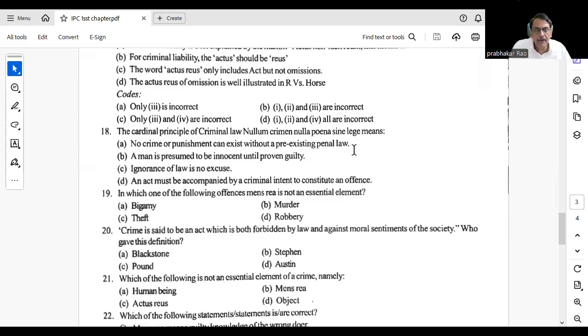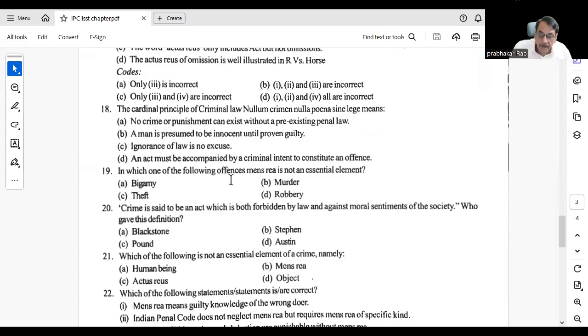As on date, if a penal law is not prescribing, means it is not prohibiting any particular act, then no punishment can be given to me. The earlier example I had given: earlier under section 377 unnatural offences, homosexuals committing sex was at that particular point of time a prohibited act. That's why that was an offense. Now it is not an offense because in the existing penal law, homosex is not an offense.